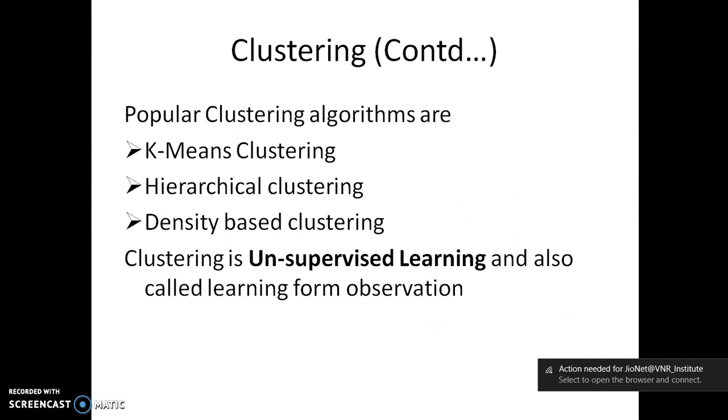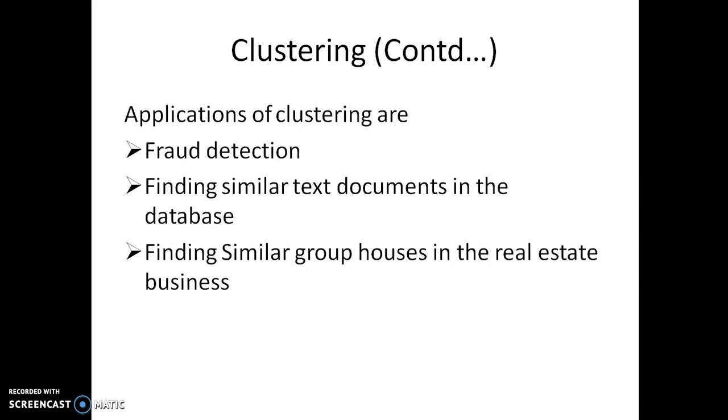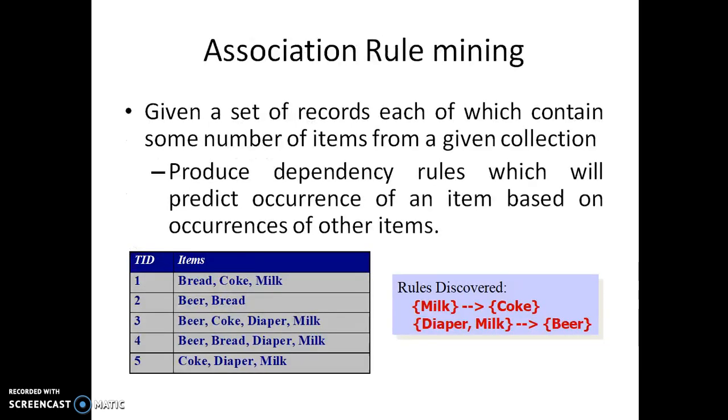Clustering algorithms are the k-means algorithm, hierarchical and density-based algorithms. In contrast to classification, clustering is called unsupervised learning because it learns the model using observations. That means the given tuples don't have any class labels. We can use clustering in different applications like fraud detection, separating similar groups of text documents, and finding similar groups of houses in the real estate business.